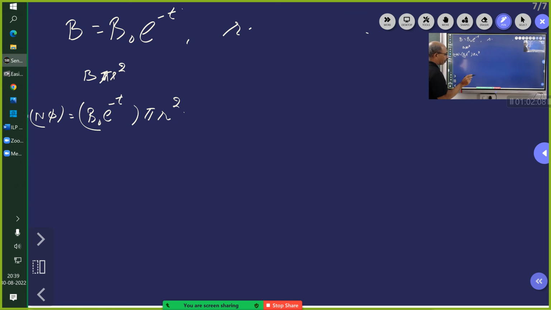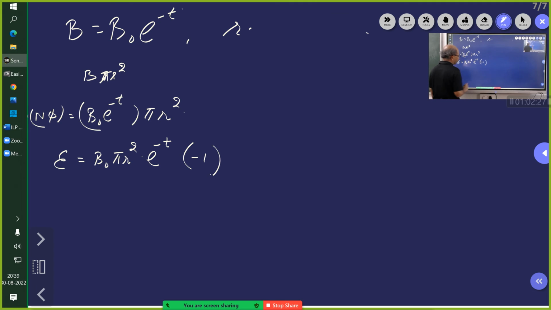Now they are asking for power. If you differentiate this, you will get the induced EMF. B naught is constant, and pi r square is also constant. You differentiate, and you again get e raised to minus t into minus 1. Already there was a minus, so minus minus becomes plus. So you get the induced EMF here.